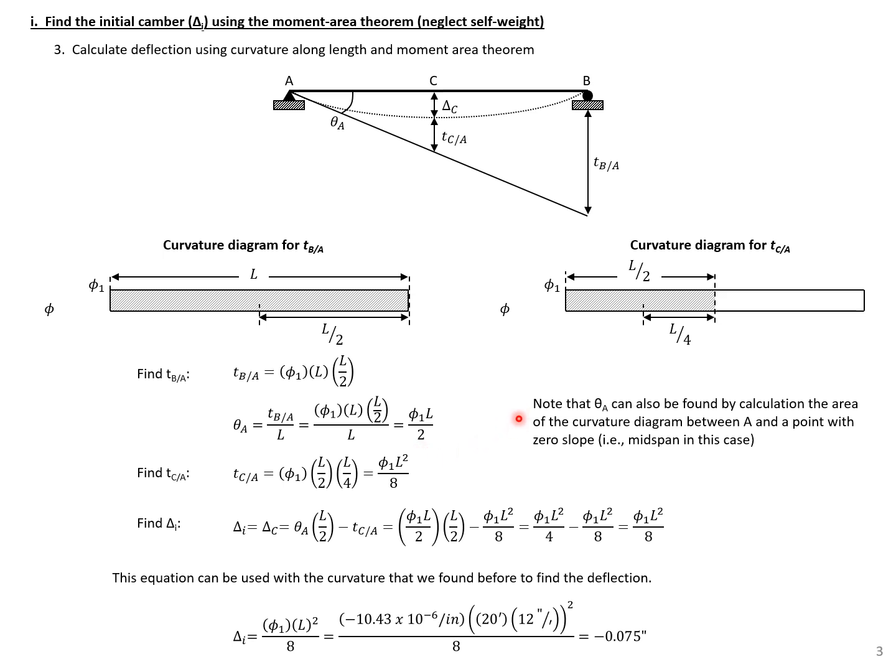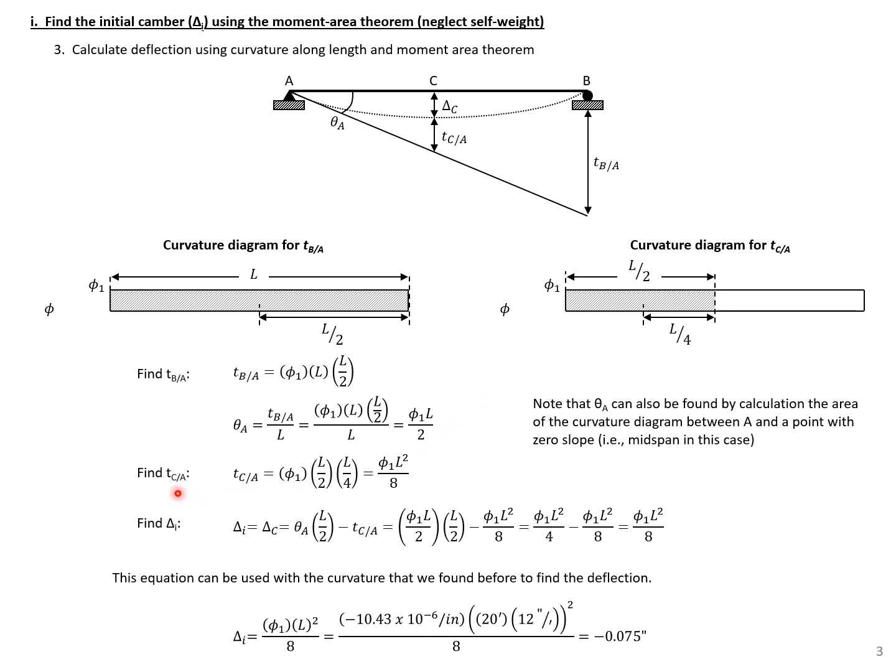Note that with the Moment-Area Theorem, we also know that the change in slope between 2 points is equal to the area of the curvature diagram. So we can also find our theta A by finding the area of the curvature diagram between a point of 0 slope, which we know is at midspan here, and the point where we're interested in the rotation, which is at point A here. So finding that area, we would have L over 2 times phi sub 1, which would be phi sub 1 L over 2. So you can see the areas are equal.